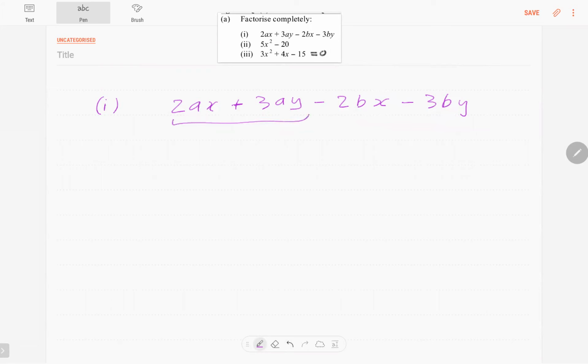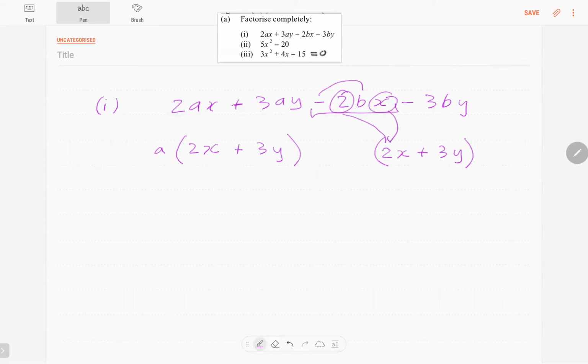The highest common factor in the first two terms is a. So you factorize a, and you get 2x plus 3y. You must have the same 2x plus 3y in the bracket over here. Two brackets must have the same thing. And then you look at this. If the 2x is factored inside here, then minus b must have been factored out. You must factor out minus something or plus something. So that's how I know what to factor out: minus b.